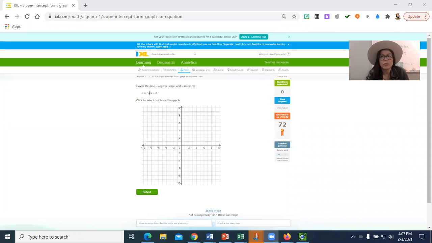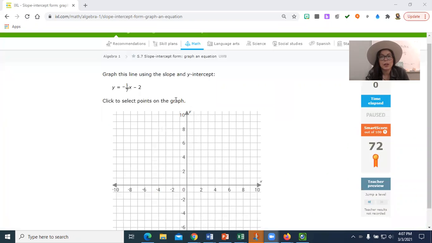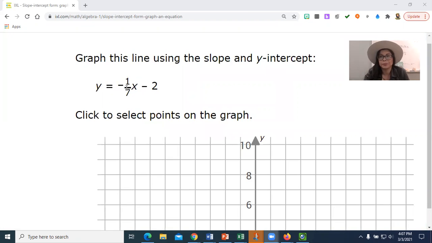All right, hi everybody, this is Edpuzzle number 17, and what we're going to do is talk about IXL S.7. It's Algebra S.7. So what you're going to do is graph a line using the slope and the y-intercept. So I'm going to be graphing this right here.